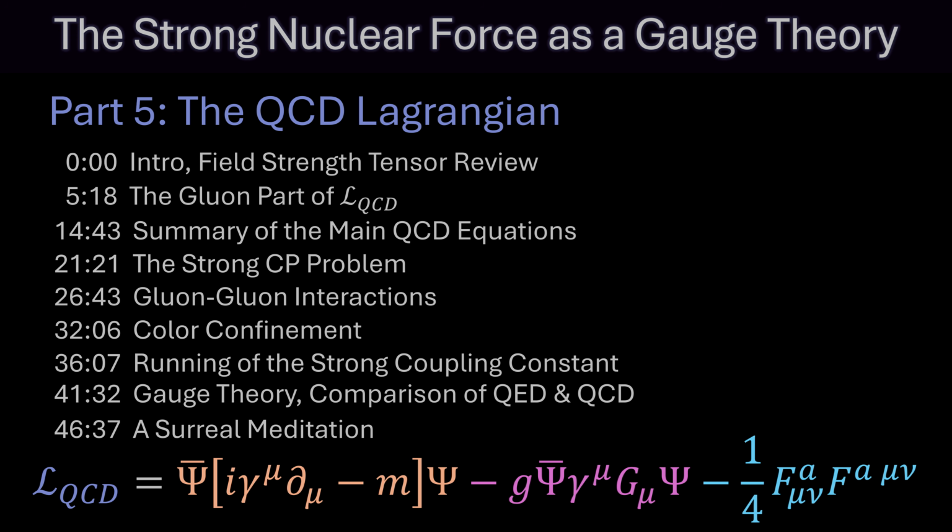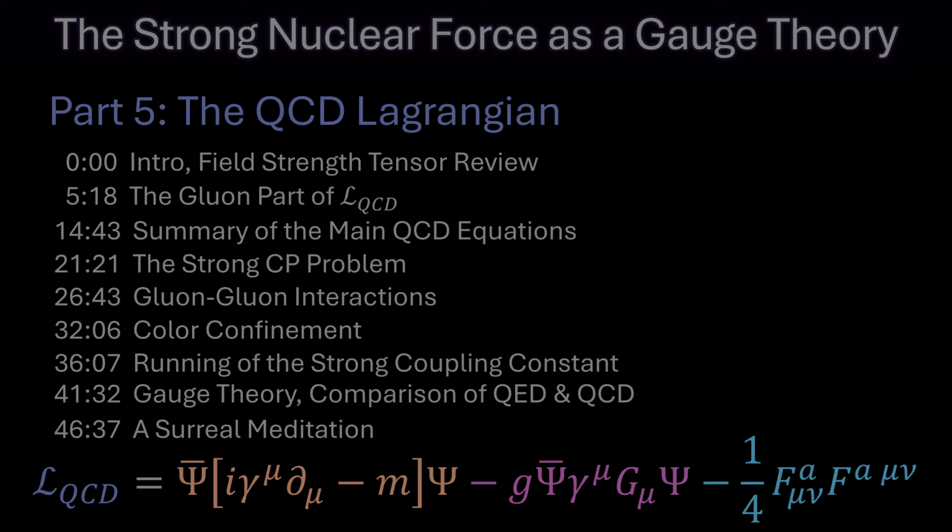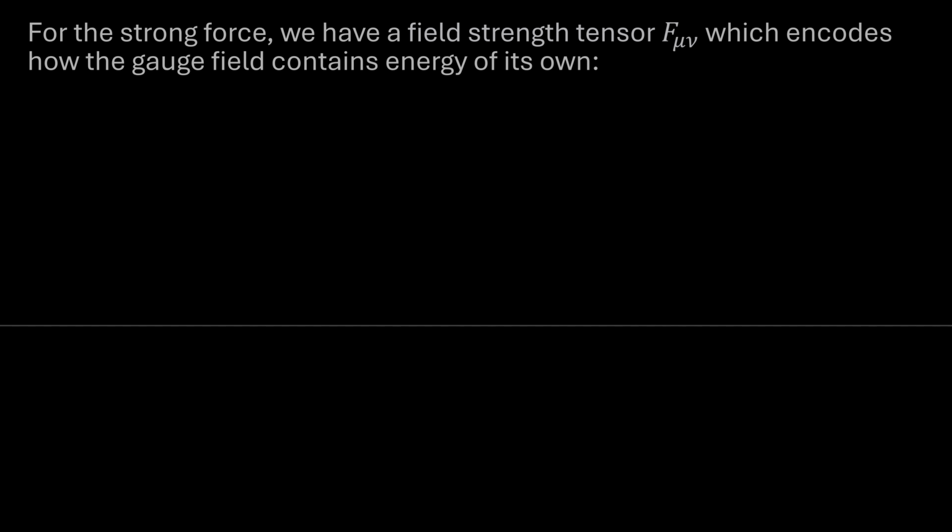when we were talking about the field strength tensor for quantum chromodynamics. Now, the field strength tensor for the strong force, as we derived in the last video, is a rank 2 tensor in spacetime which encodes how the gauge field contains energy of its own. So we can write F mu nu equals partial mu G nu minus partial nu G mu plus I g times the commutator of G mu and G nu.